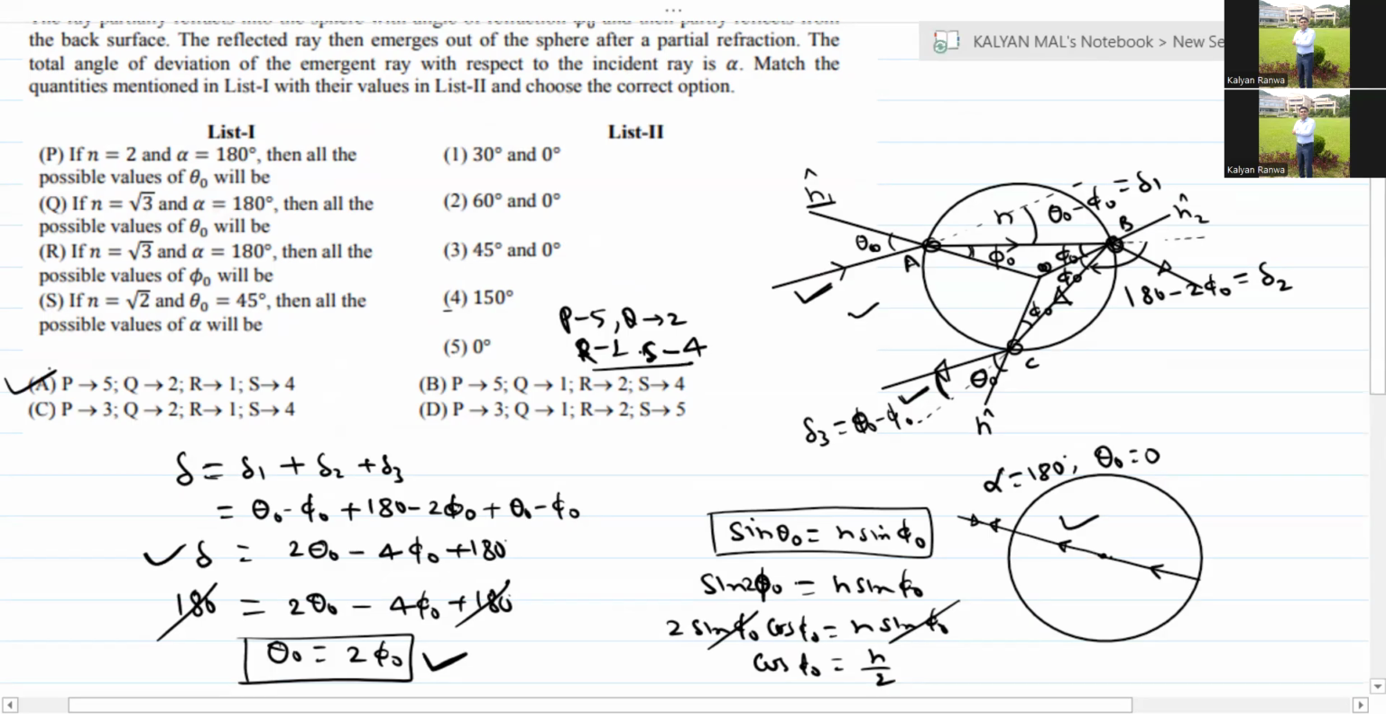But in these questions, S and R calculations are not necessary because there exists only one option A in which P matches with 5 and Q matches with 2. Thank you.